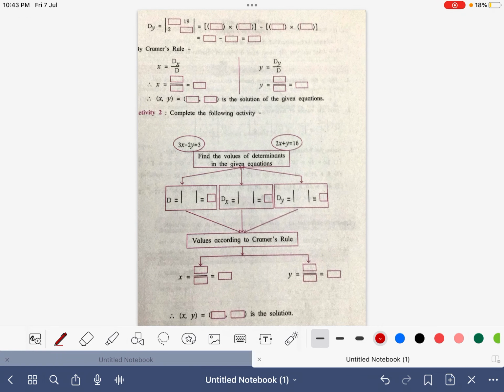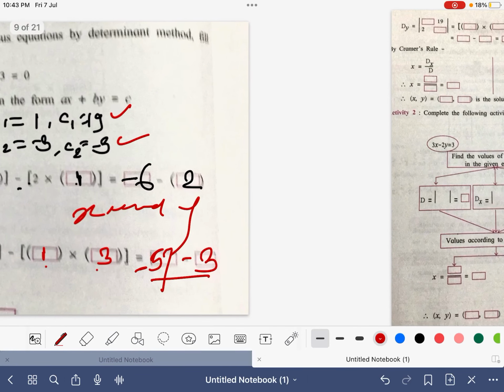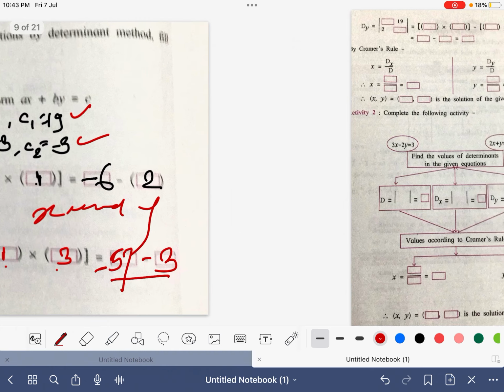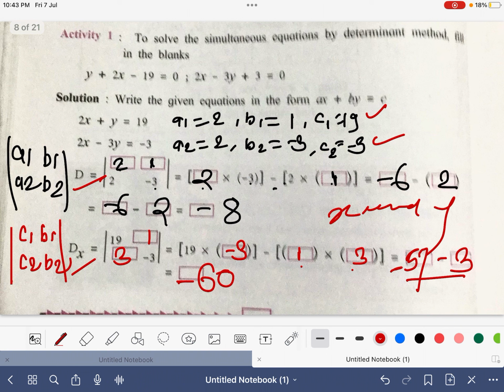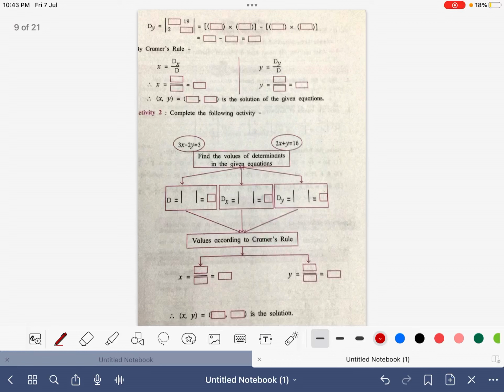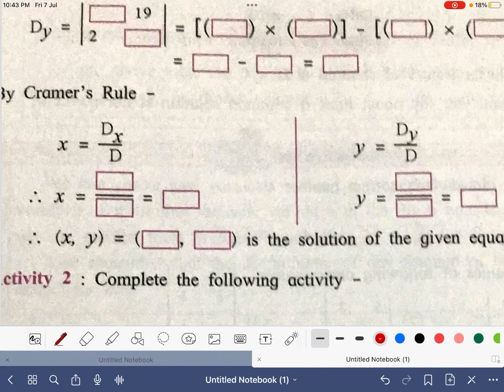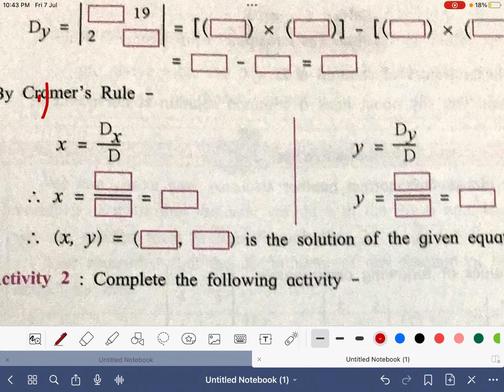Okay, next point, as per the previous one, we will just continue. So on the next page, the half part of this equation is here. So Dy is nothing but, we know the formula for Dy. So what is the formula for Dy? Dy is equal to 2 19 minus 3 2. So we have to write it like this, 2 19 into minus 3.